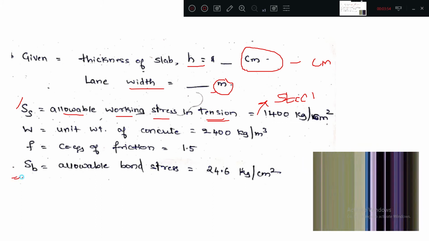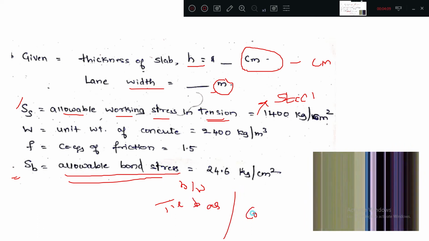Similarly SB is called allowable bond stress between tie bar and concrete. It is between two things: tie bar and concrete. So the bearing will come, transfer of the stresses.